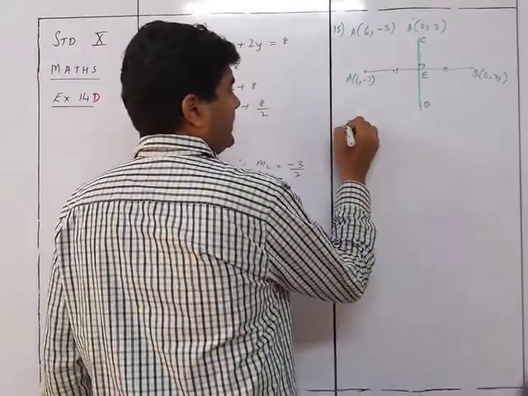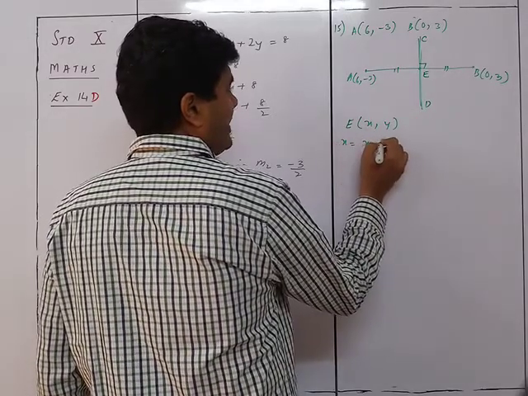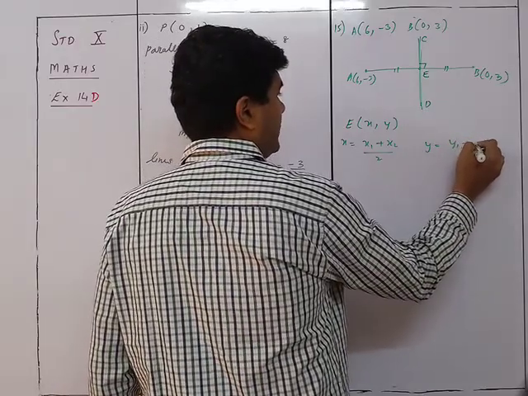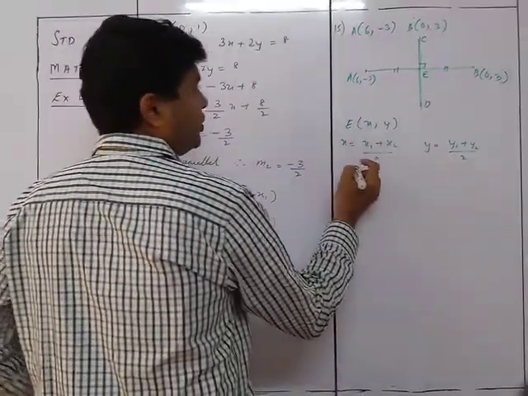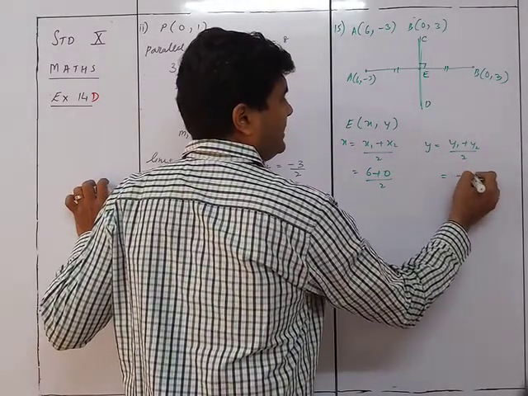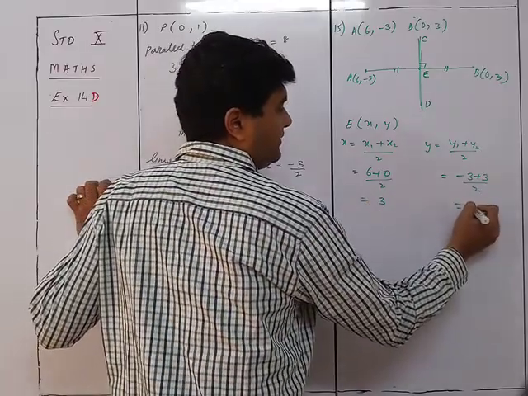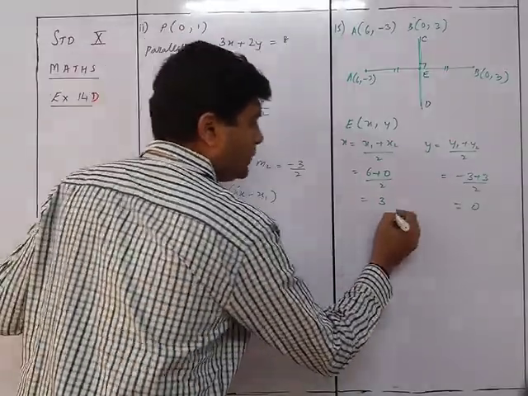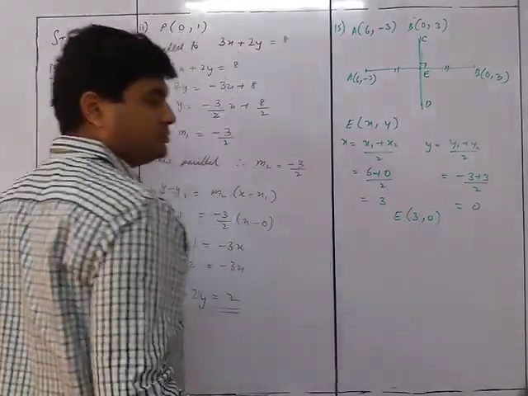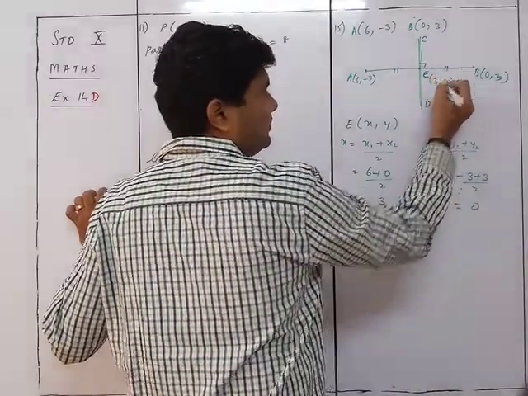First, the point E x comma y will be x equals x1 plus x2 upon 2, y equals y1 plus y2 upon 2. That will give me 6 plus 0 upon 2, and minus 3 plus 3 upon 2. This will be 3, this will be 0. So E is given as 3 comma 0. That's the first thing. Okay, we got that. This is 3 comma 0.